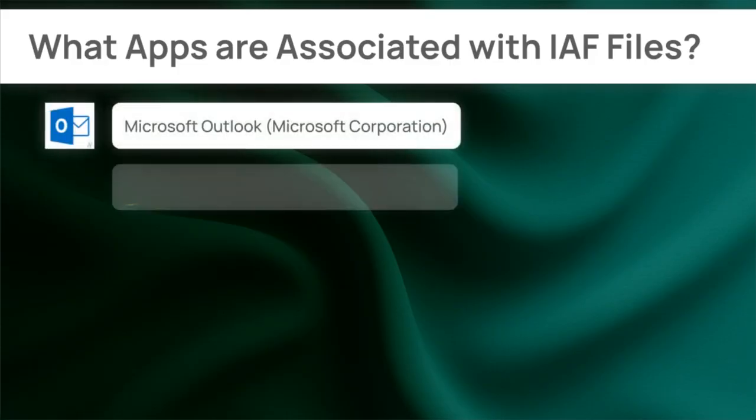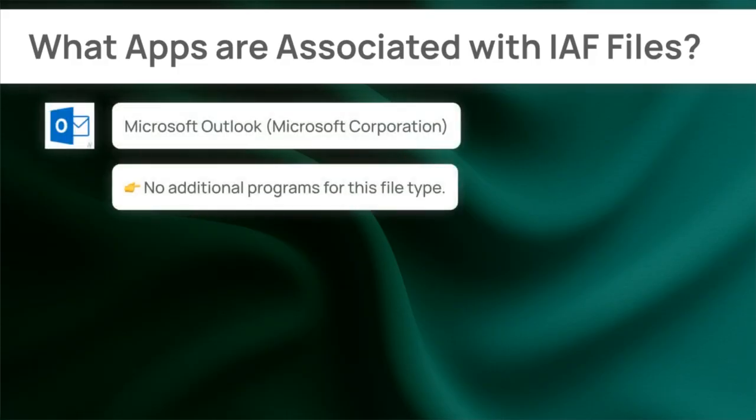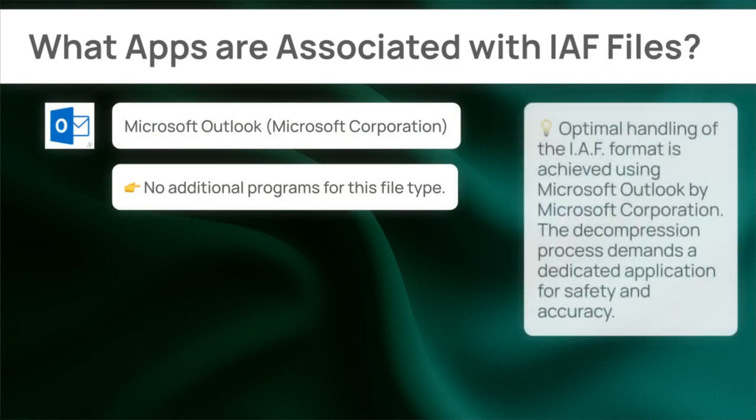The official utility recommended for the IAF file is Microsoft Outlook by Microsoft Corporation. Windows cannot fully extract this archive type, requiring dedicated extraction software. Windows typically shows only basic attributes, so full access requires dedicated email tools.